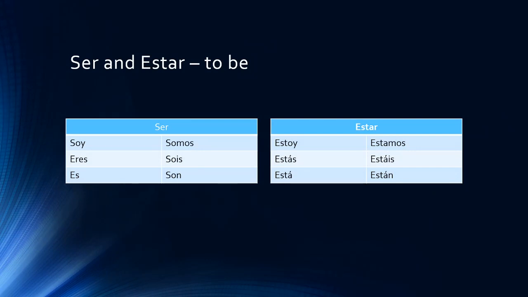Ser: soy, eres, es, somos, sois, son. Estar: estoy, estás, está, estamos, estáis, están. Just a reminder that those are the present indicative conjugations of those two particular verbs.